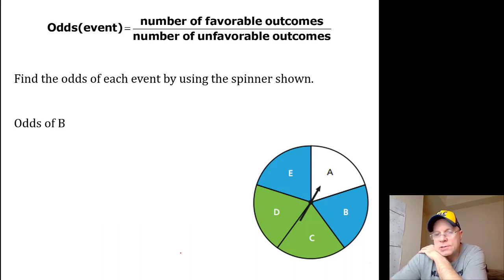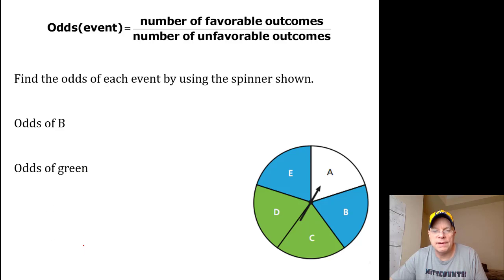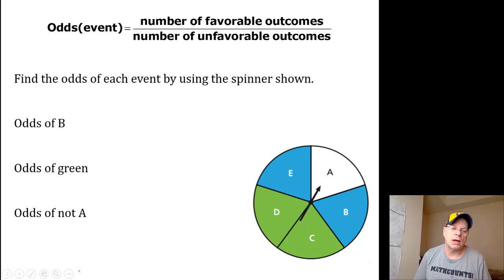So consider this before we go over it together. Given this definition of odds, favorable outcomes to unfavorable outcomes, find the odds of spinning this spinner and landing on the section labeled B. Then find the odds of landing on a green section of the spinner. Then find the odds of not landing on the section labeled A. Pause and try that, then come back when you're ready to talk about it.